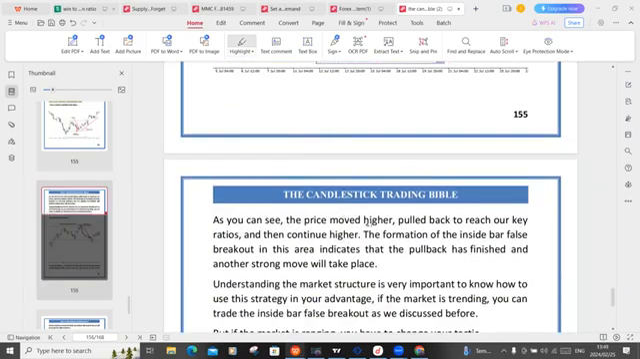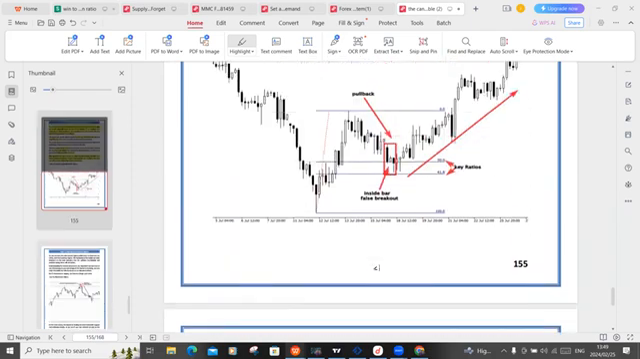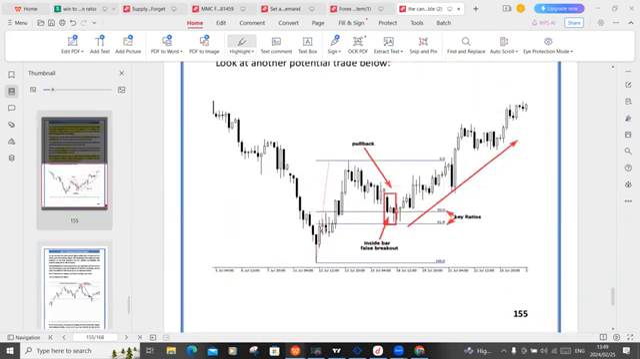So as you can see, the price moved higher, pulled back to reach our key ratios, and then continued higher. The formation of the inside bar false breakout in this area indicates that the pullback is finished and another strong move will take place. Okay. Honestly, here I do not have a reasoning, but for me, it looks like it's a reversal. So they just measured this move, I guess.